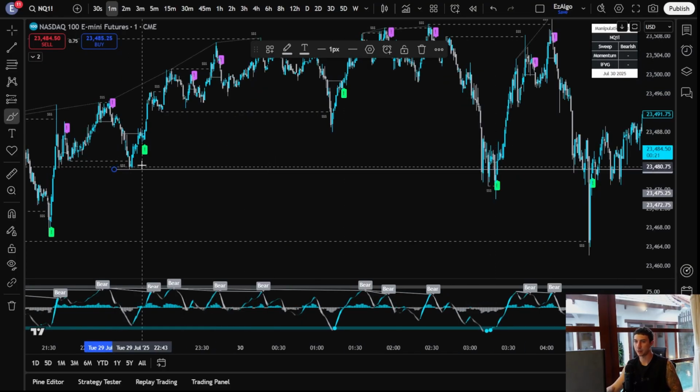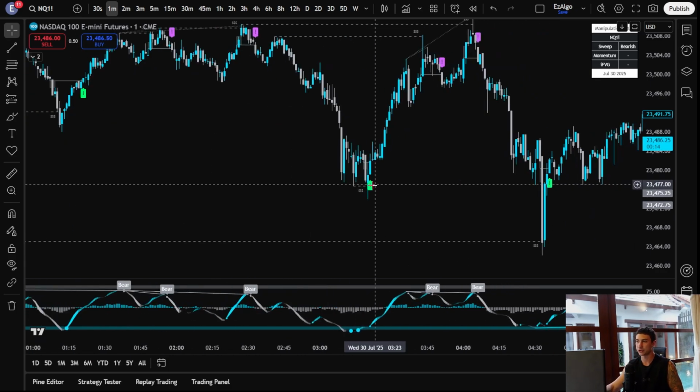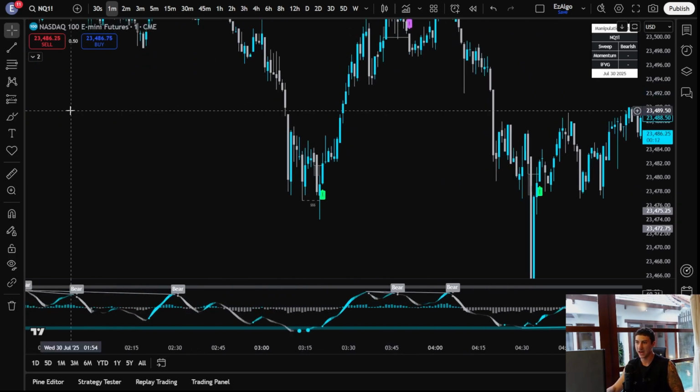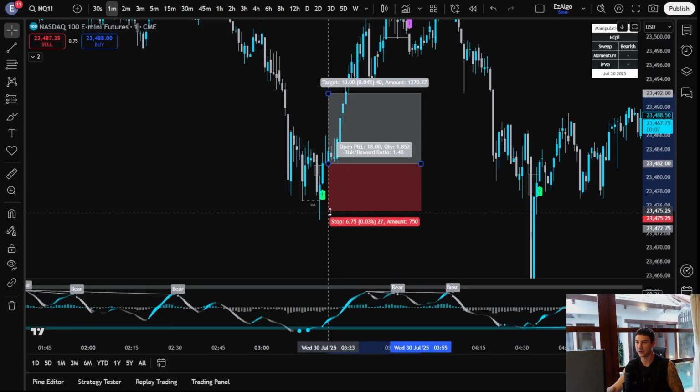Okay, another A setup right here. We have a sweep of this liquidity level all the way to the left here, delivering from this fair value gap in our optimal trade entry, bullish momentum, and we get that V-shaped reversal with that internal liquidity sweep. So this would have been another solid trade.